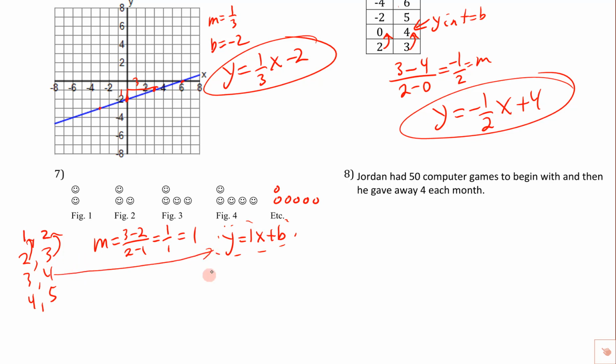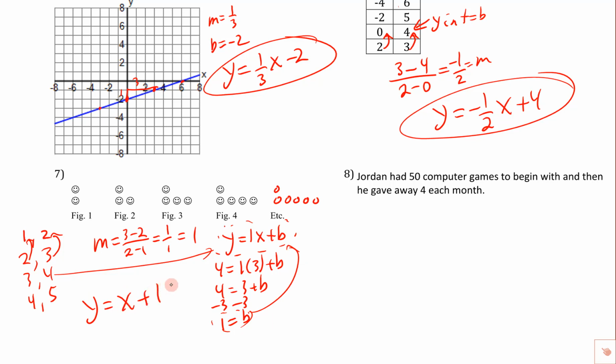So I'm going to plug that in. So this is going to be 4 equals 1 times 3 plus b. So let's see, this would be 4 equals 3 plus b, subtract 3, so we get a 1 here. Yeah, so we're in good shape. So there's that right there, and we'll go back and plug it in right in that one. So we get y equals x plus, the y-intercept is 1, the starting point is 1, so there we go.